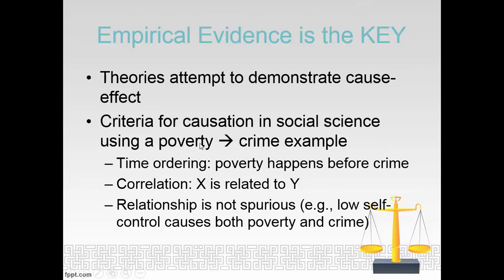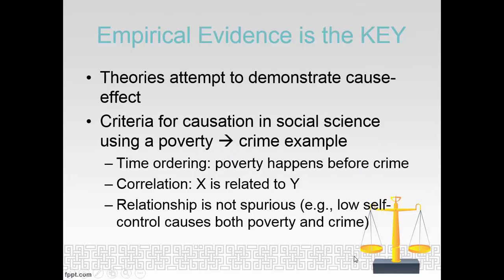The third thing is that you have to establish that these two things are not only correlated, but that the correlation is not the result of some spuriousness. Spuriousness means that, while related, one doesn't cause the other. So the example I have here is something like low self-control. People who are very impulsive and lack self-control are both going to end up in poverty and be more likely to engage in crime. So poverty and crime would be related, but they'd be related because they have the same underlying cause, something like low self-control. Now, I'm not saying that's true or correct. I'm just using it as an example.